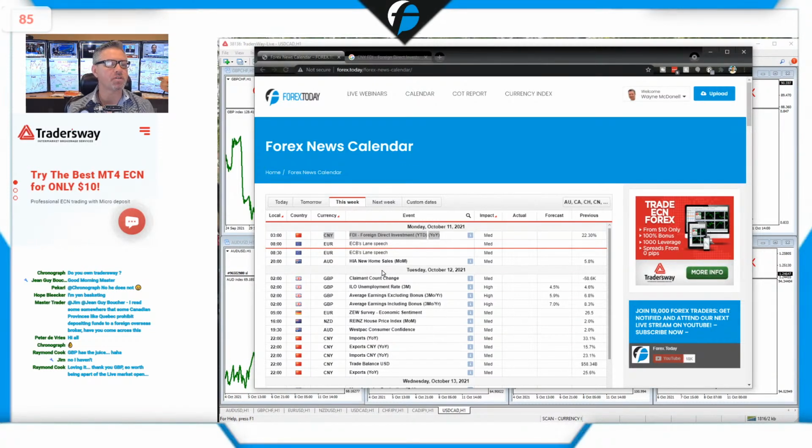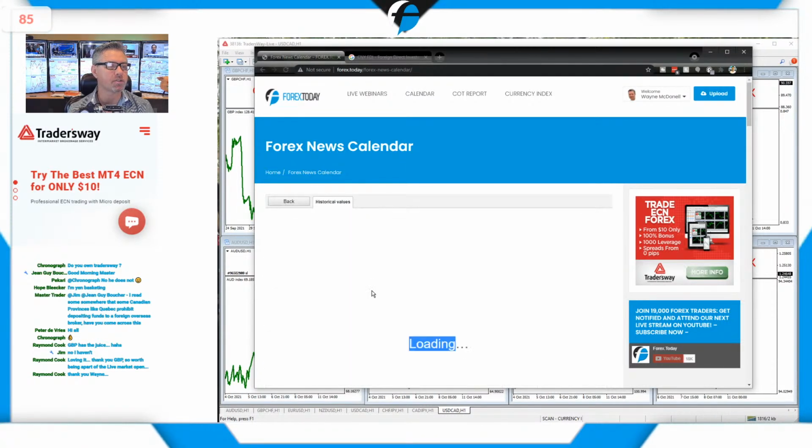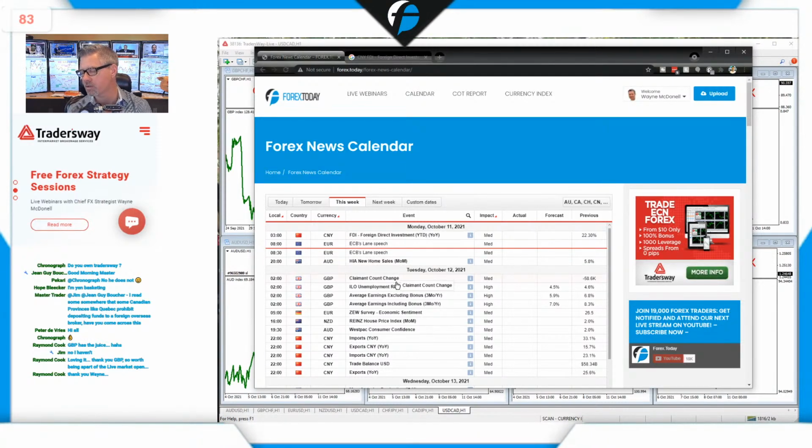New home sales out of Australia. That's always important. The real estate market is huge in Australia. So anyways, this is a big one. Oh, gee whiz. Okay, so take a look at that. That's for more of a research thing. What's really important to us as currency traders is import-export data.